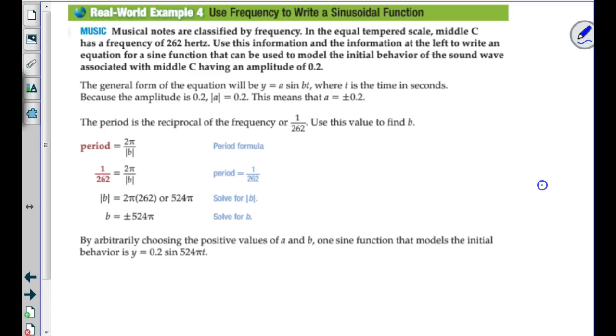Here's an example. I did not assign a word problem, I don't think, on the homework. It says the frequency is 262 hertz. So then it wants you to write an equation. And it gave us an amplitude. So the period would be the reciprocal, and you'd put it in. Anyway, moving on.